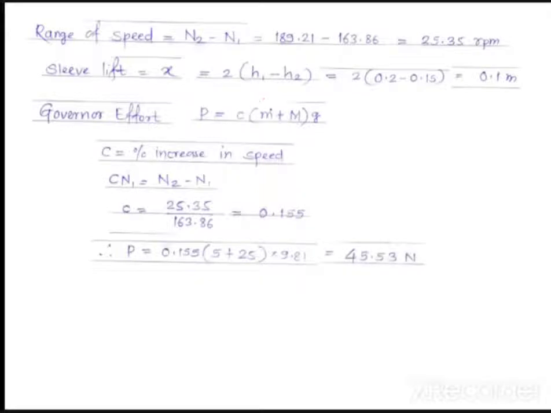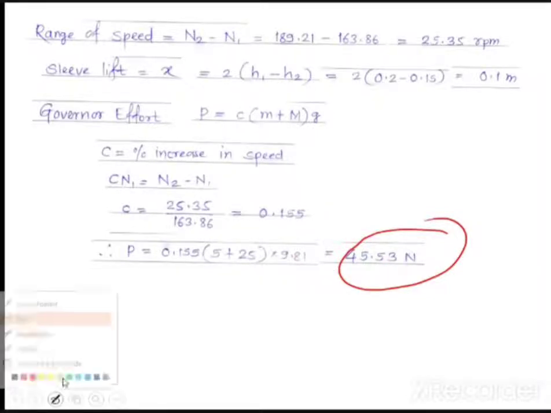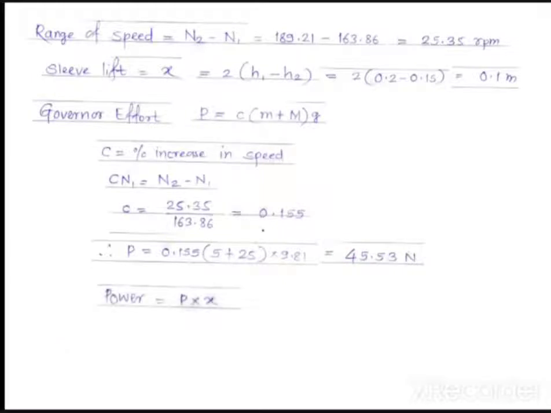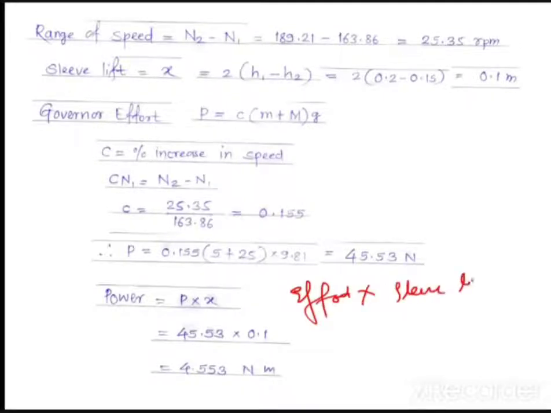Now you know small m, capital M, and G. So you get the governor effort 45.53. So it is in Newton. You are getting the constant value 0.115, 5 kg, 25 kg, and 9.81. P you are getting in Newton. And what is the last? Governor power. What is power? The formula for power is very simple. Power is P into X, that is effort multiplied by sleeve lift. So 45.53 multiplied by 0.1, that is power, which is nothing but 4.553 Newton meter.